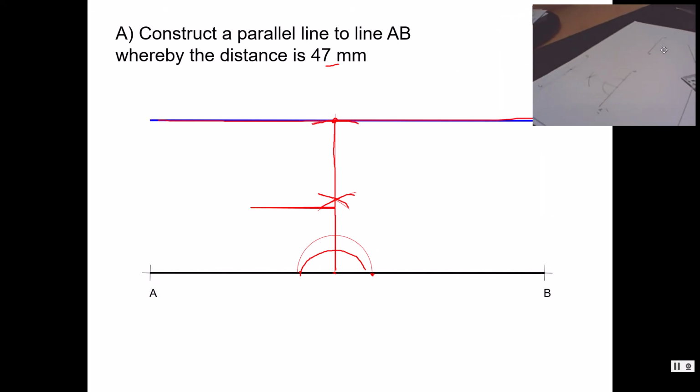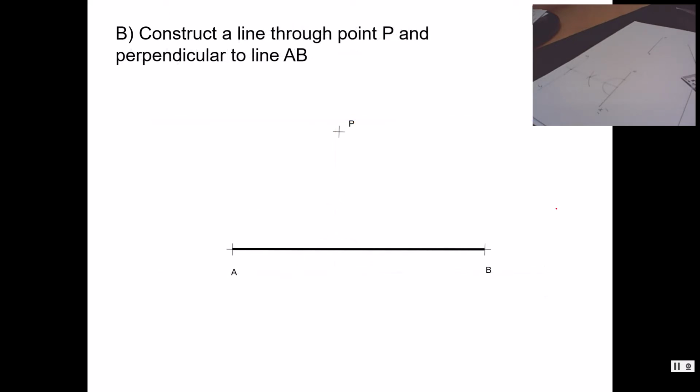Let's just move to activity 2. Okay, for this one, construct a line through point P and perpendicular to line AB. So we have the AB line again, and then we have P, one point here. So we want to construct a line through point P that is perpendicular to the line AB. So we're just going to watch the video.